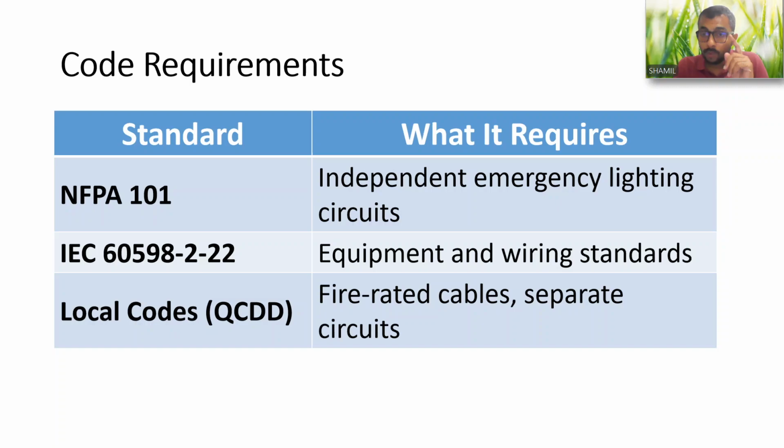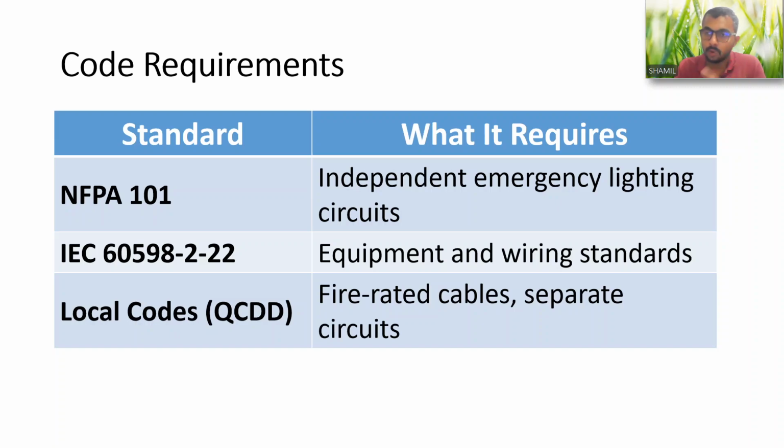Now, we have discussed the code requirements in the last slide, so we will just go through it again. The first thing is that we are dealing with three codes over here. The first code is the NFPA 101. The NFPA 101 is the life safety code, which is released by the National Fire Protection Association. It will give you the requirements, the clauses for the independent emergency lighting circuits.